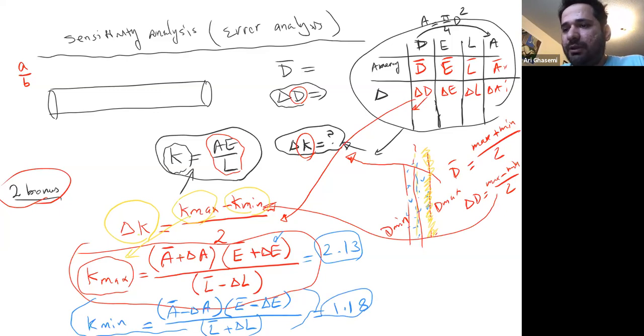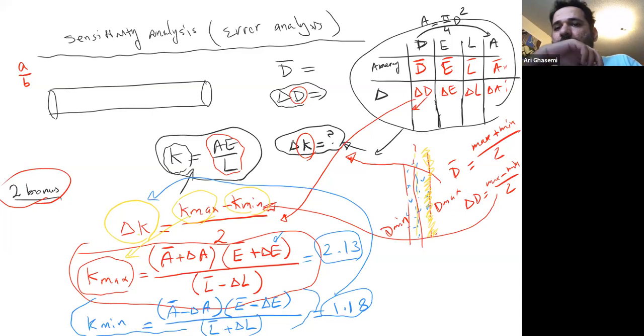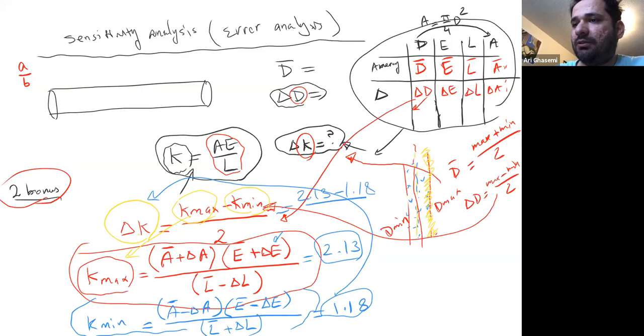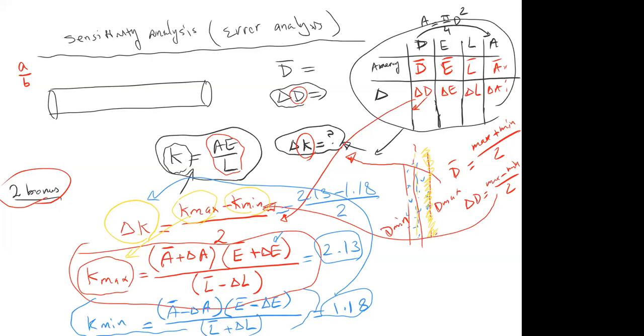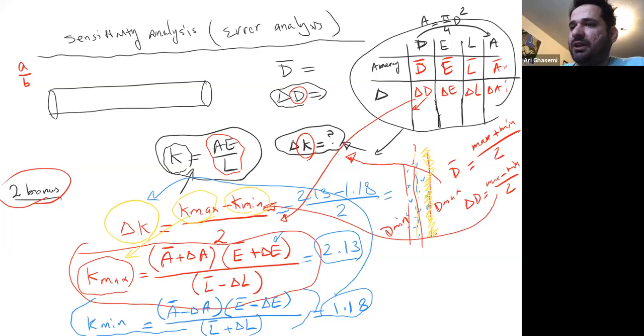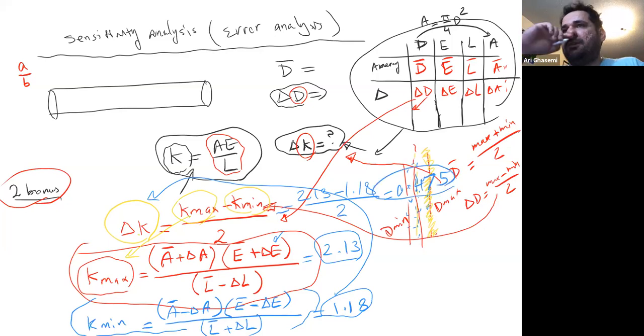And now what would be my delta k? Simply subtract: max 2.13 minus 1.18, divided by 2, which is again a number, 0.475. Right, that is a number, okay?